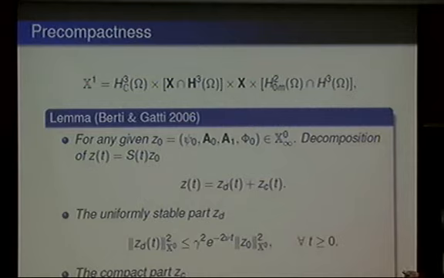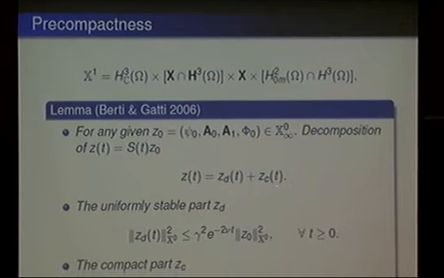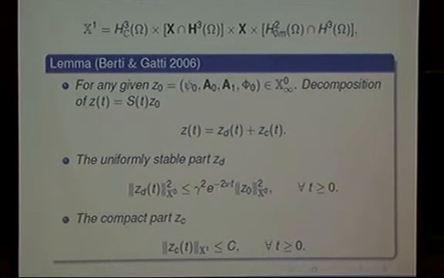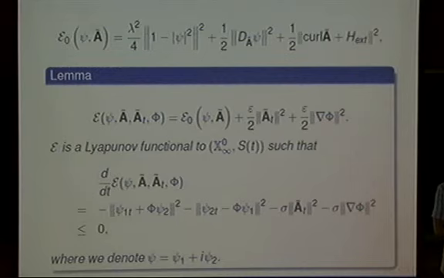So for instance, for the pre-compactness of the system, we just make a decomposition like this. We split the solution into two parts, and we can show that the first part is stable. It converges to 0 in the norm of X naught exponentially. And the compact part is uniformly bounded in a higher order norm, X1. So we can get this kind of asymptotic compactness of the trajectory.